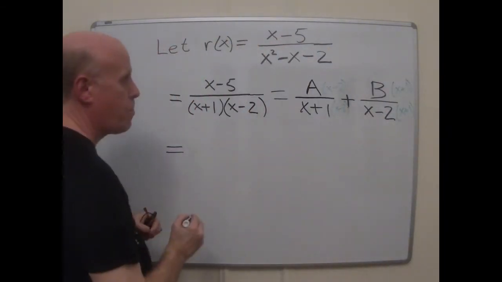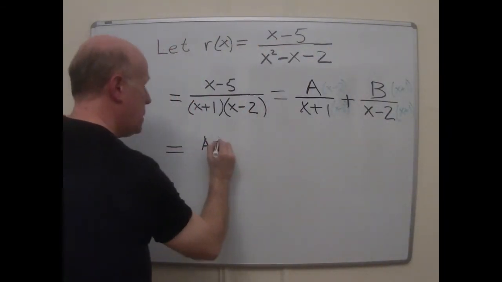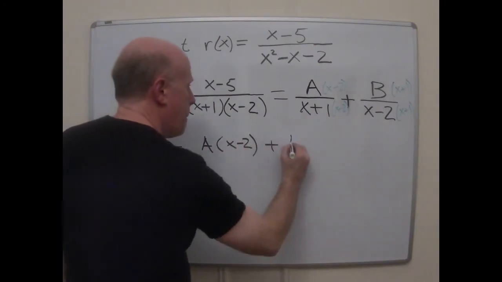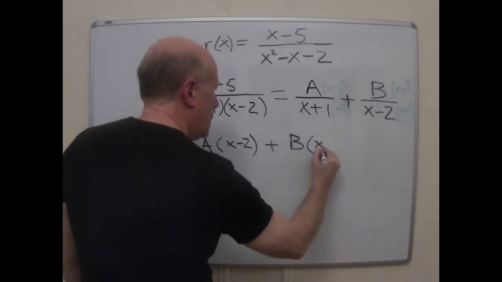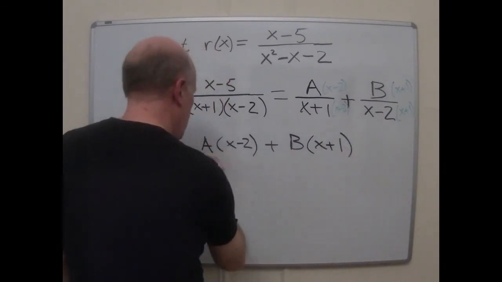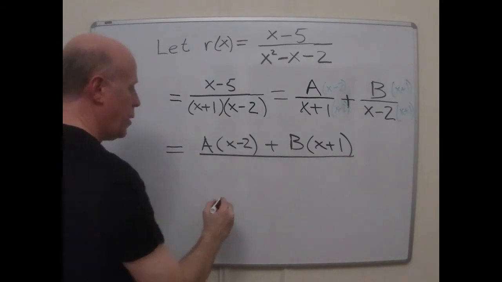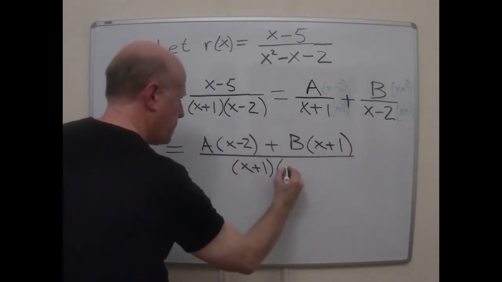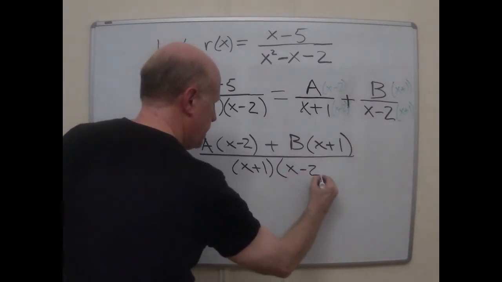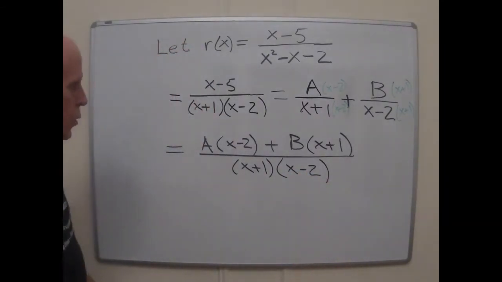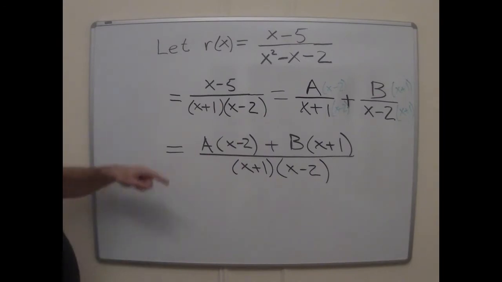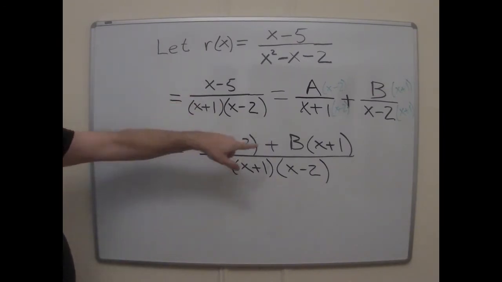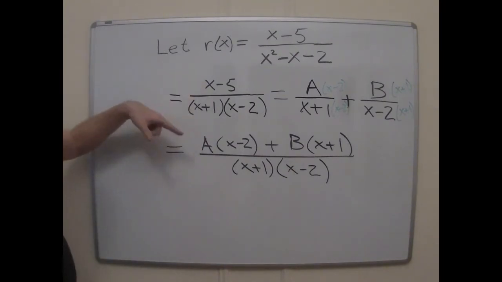That's equal to, well, a times x minus 2 plus b times x plus 1 all over the same denominator that I got on that side, x plus 1 times x minus 2. Groovy. Now, these things are supposed to be equal, so what I've got to do is figure out what numbers work for a and b to actually make them equal.